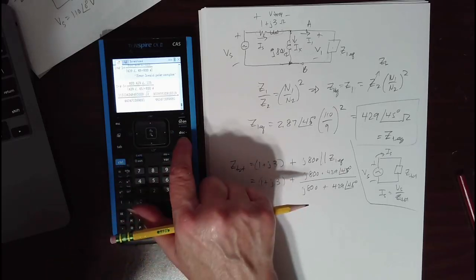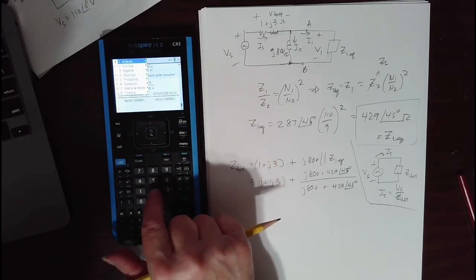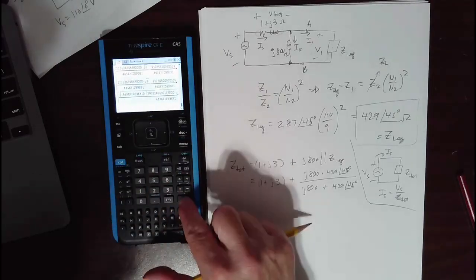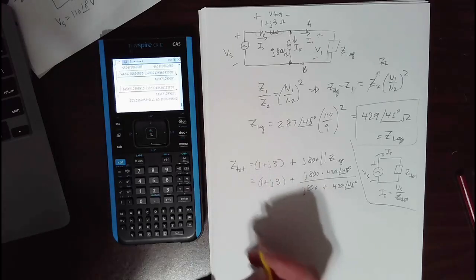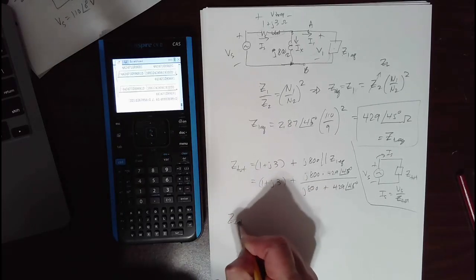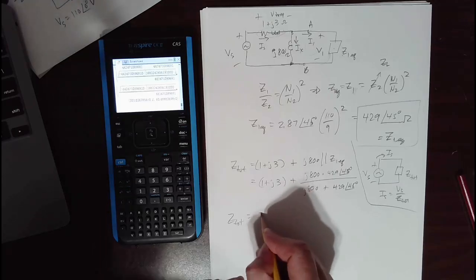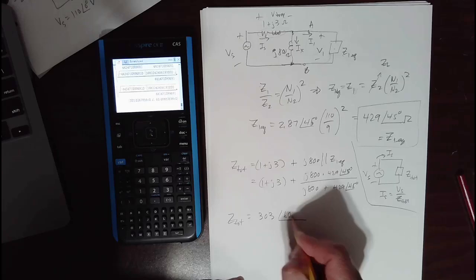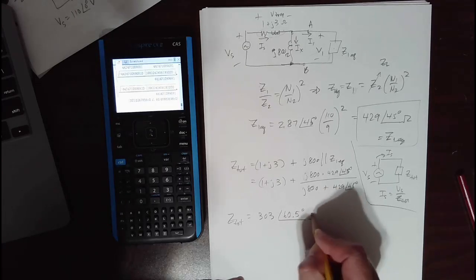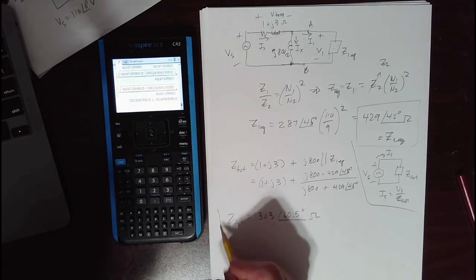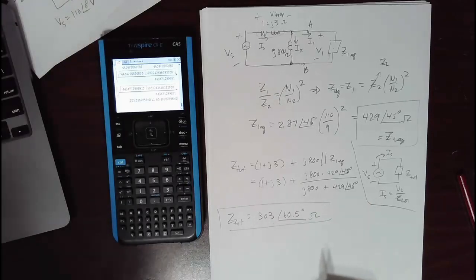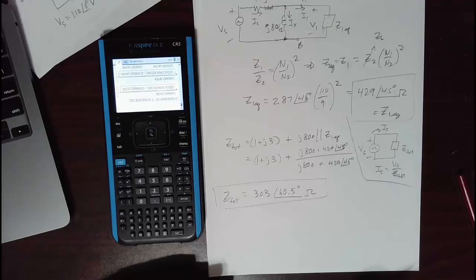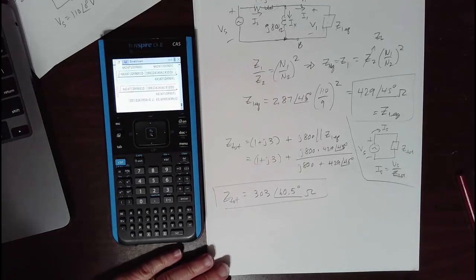Let's go ahead and get that in polar form. Oh, come on. Just show me a number. There we go. So Z total is 303 at an angle of 60.5 degrees ohms. Alrighty. Good number. Let's put a box around it. We're not really specifying what we're looking for here, but we're just kind of going through the circuit.